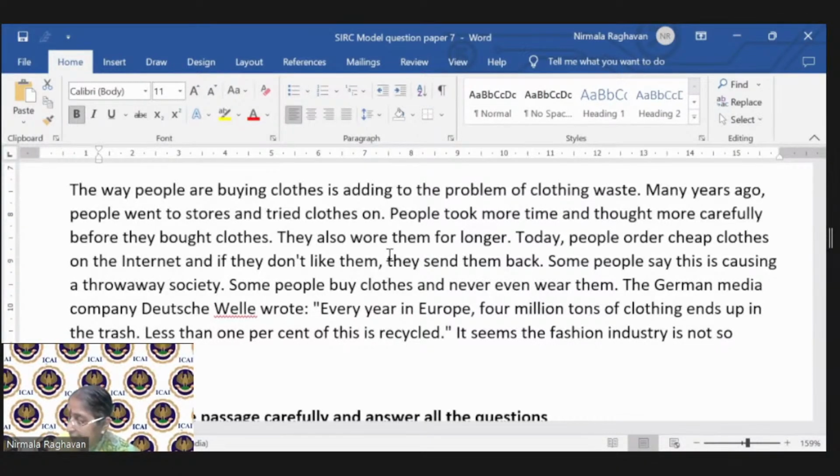Done? Yeah, the way people are buying clothes, whether they wear it or not, they have to buy. Okay, that's an added problem. Many years ago, people, okay. What's happening with the online shopping? Is it good or bad?